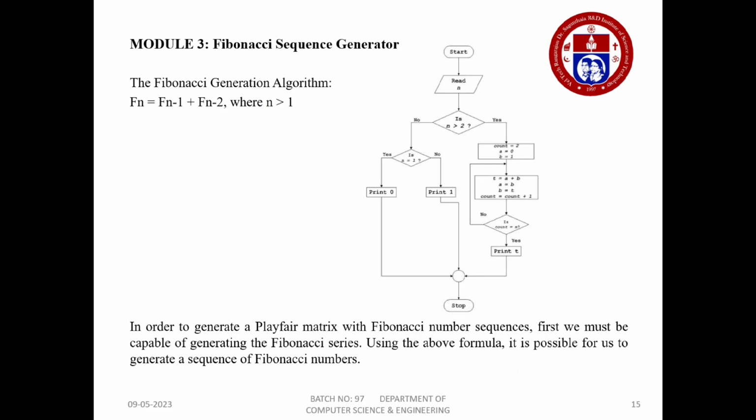The third mode is the Fibonacci sequence generator. Here, I have posted a diagram of the flowchart for Fibonacci sequence generation. First, we read N. N is the total number of terms to be generated for the Fibonacci sequence. If N is greater than 2, then we will generate 2 terms. The starting numbers in the Fibonacci sequence are 0 and 1. Thus, A is 0 and B is 1. Then we will run the following steps: T equal to A plus B, A equal to B, B equal to T. This will generate the next Fibonacci numbers until the total count is equal to N.